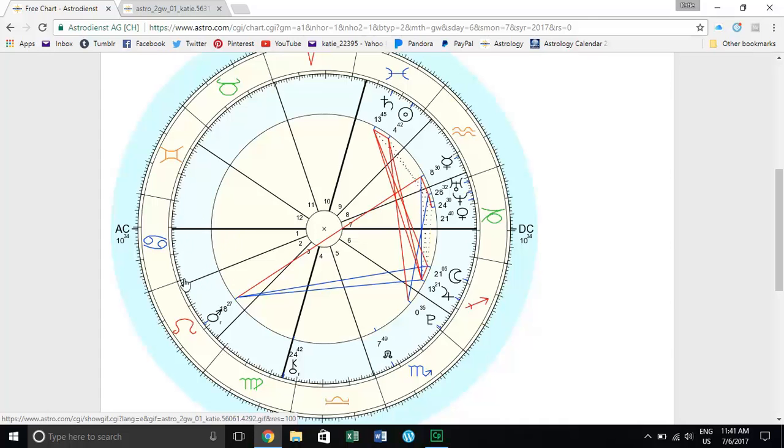You'll notice I do have a little bit of Leo, though, in this house. My 1st house is still Cancer. I just have a little bit of Leo in there as well. Now the 2nd house does start in Leo, so I have a 2nd house in Leo. And it goes from here to this point. And you'll see I have Mars retrograde in Leo in my 2nd house. I have a 2nd house Mars.